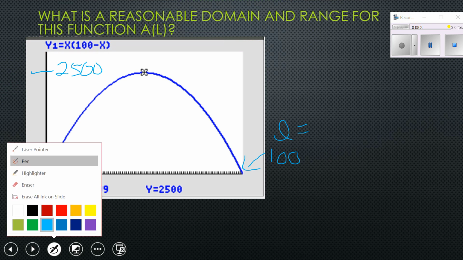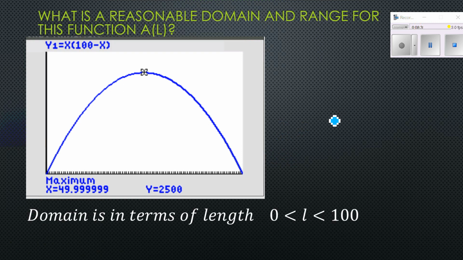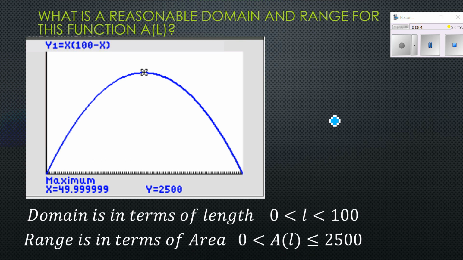As we look at our domain here, I brought it in with the official inequality notation. Our domain in terms of length goes from 0 to 100, and our range is going to be our area, in terms of A of L, and that's going to go from 0 to 2500.